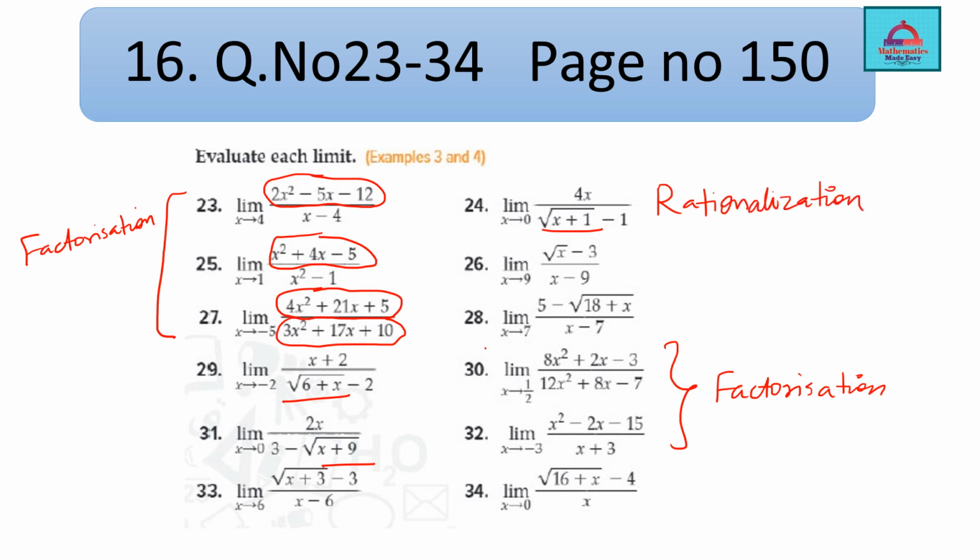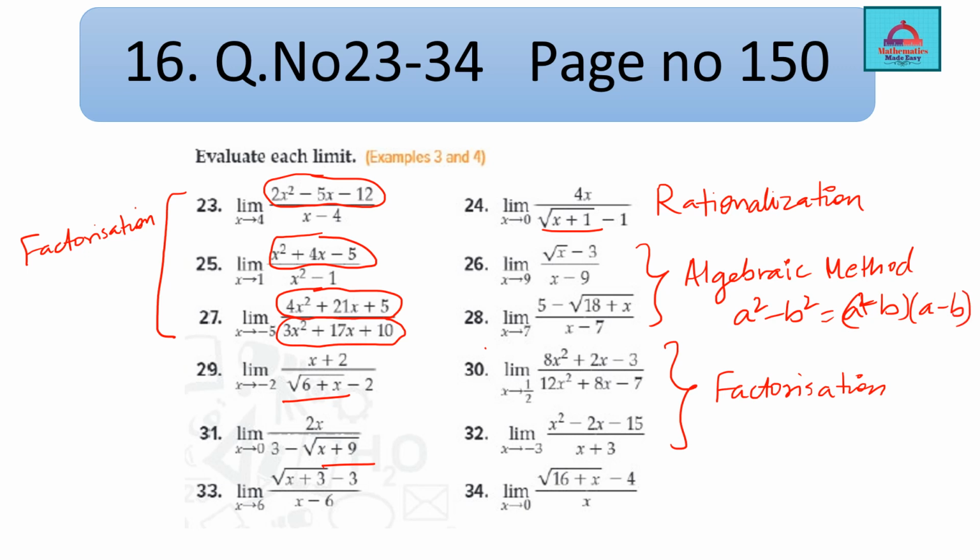So before we even solve these questions, I'm helping you with some tips and tricks to remember how to do the factors. Now some of them will be solved using algebra, so we are going to use a lot of algebraic methods. For example, your difference of squares identity: a squared minus b squared is a plus b multiplied with a minus b. So we are going to use that factorization also.